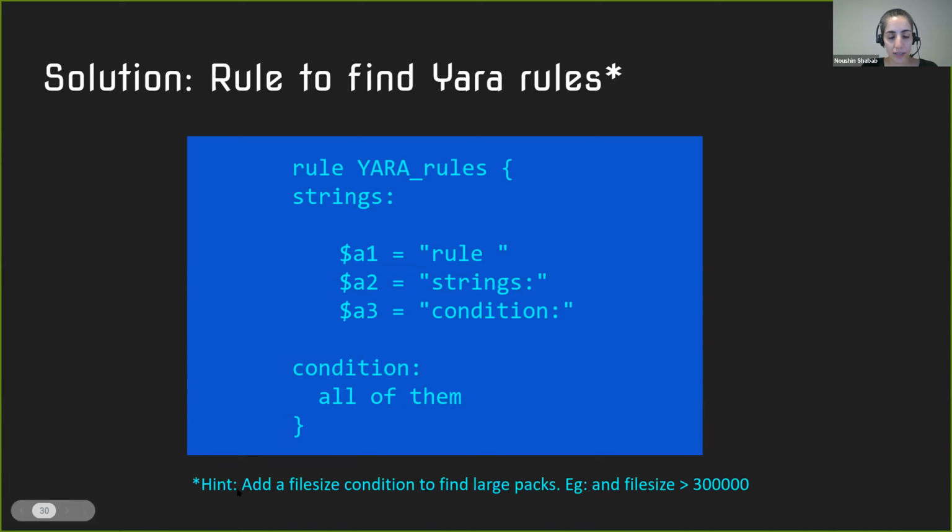As you can see, there's a hint here. I put: add a file size condition to find large packs, for example, add file size over 300,000 bytes. You can, in fact, add a file size limit to make it only look for small files, like one rule files or files containing a few rules, and not look for large packs. But it's up to you how you want to do it.